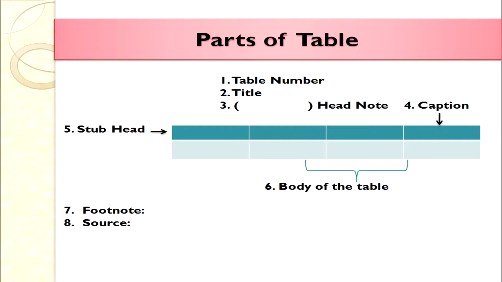And we can see over here the body of the table, the most important thing where all the information is there. Next, footnote just below the body of the table. After that, source. So, how many parts of the table are there? There are 8 parts of the table. Now, we are going to discuss them in detail.